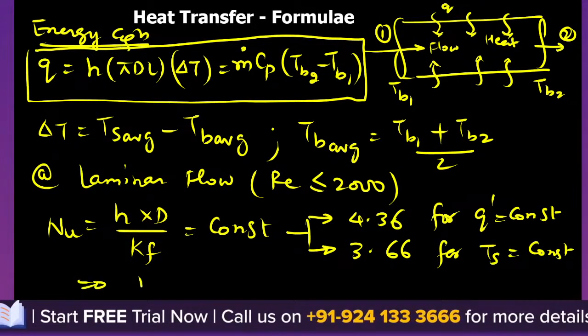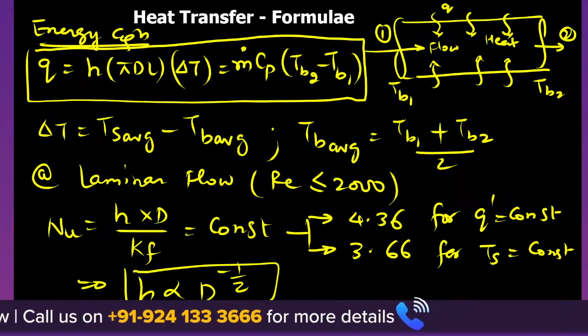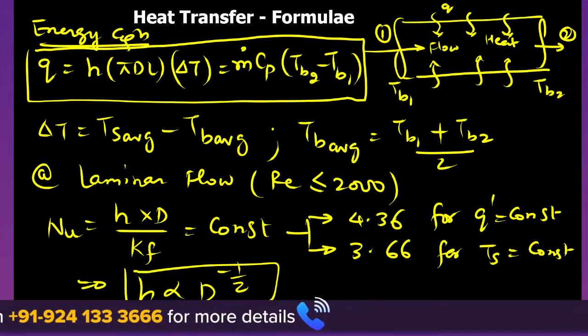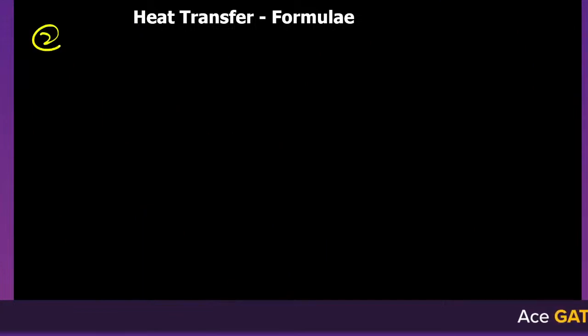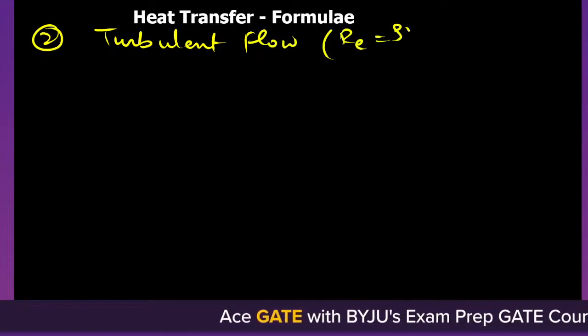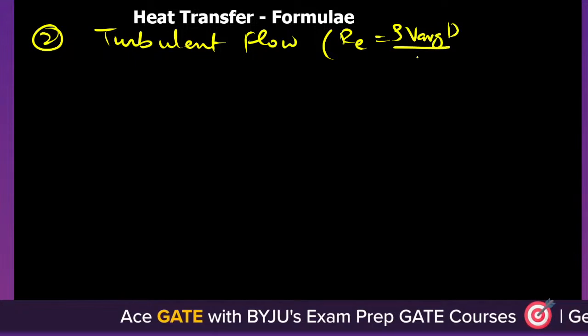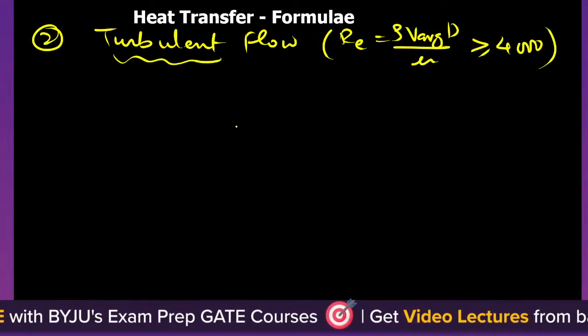So from here we can say h is inversely proportional to d to the power 1 by 2 for laminar flow. And if the flow is turbulent, when the Reynolds number, that is rho into average velocity into d by mu, is greater than 4000, then the flow will become turbulent in the pipe.